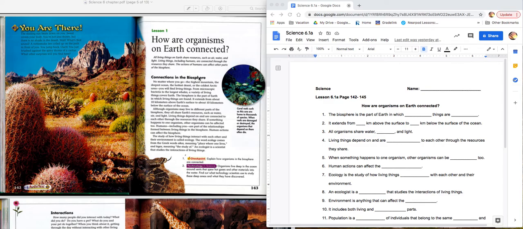Going back, talking about the biosphere from chapter 1, we'll learn what it is. The reason it's not in yellow, guys, is because you already had it in yellow back in chapter 1 when we first started talking about life science.